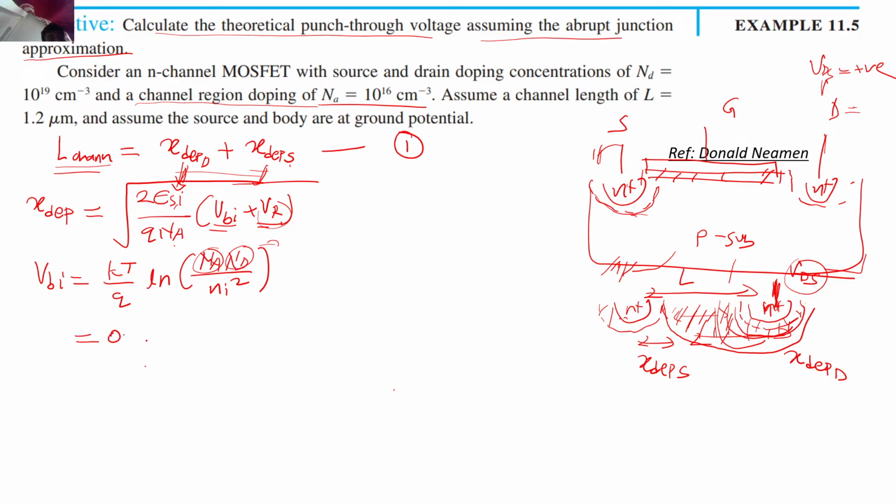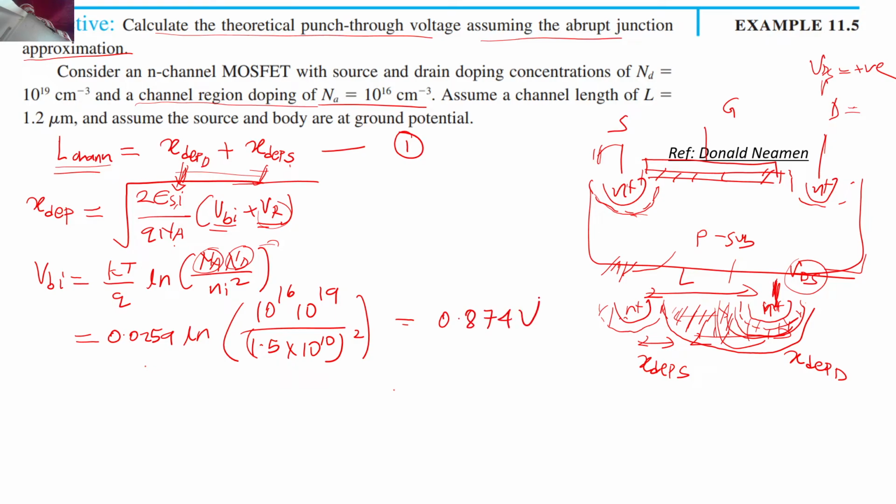So this will be nothing but 0.0259 times ln of 10 to the power 16 into 10 to the power 19 divided by 1.5 into 10 to the power 10, the whole square. If you calculate this value, you are going to get around 0.874 volts. So this is the value of VBI that you have, right?